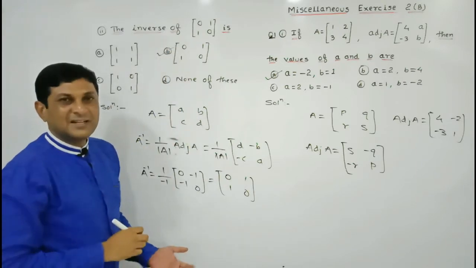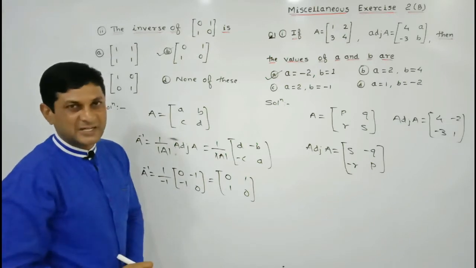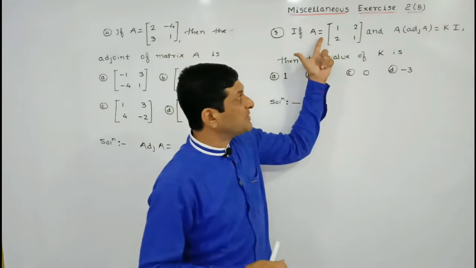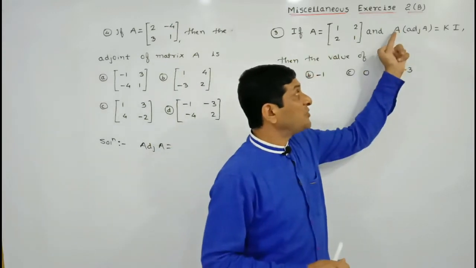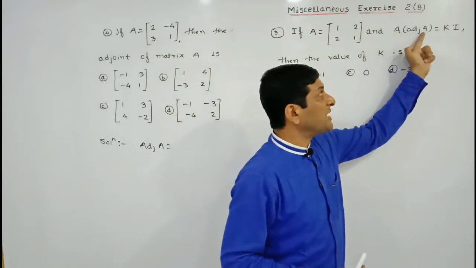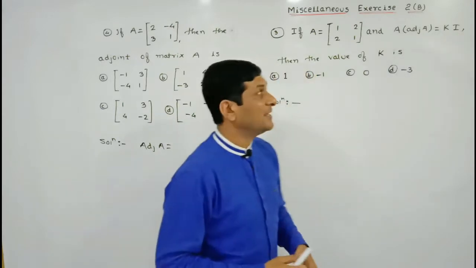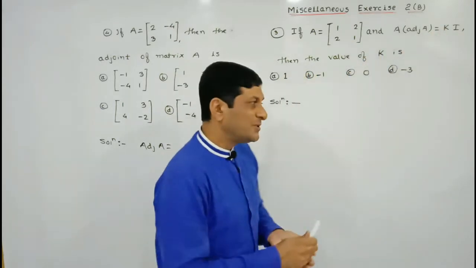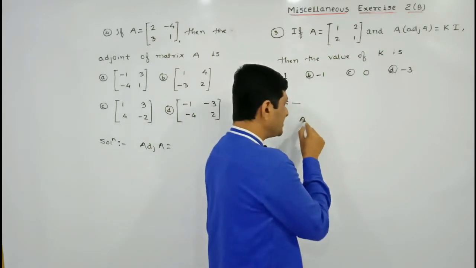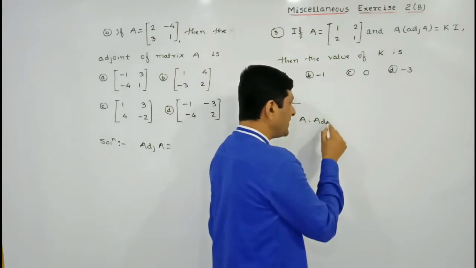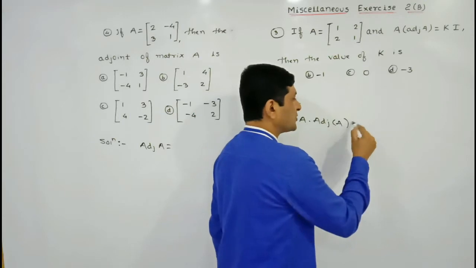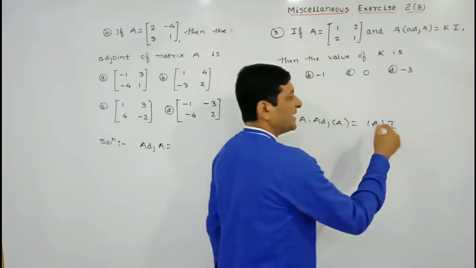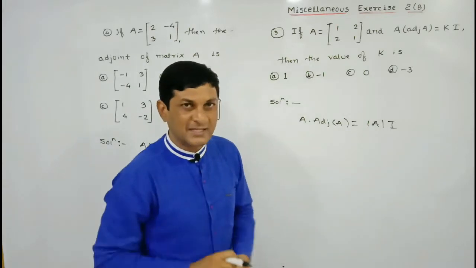Hope the shortcut methods are very clear to you. Now see the third example. In this example, one matrix is given to us and it satisfies which condition, that A into its adjoint will be equal to K into I. Using this condition, we have to find out this unknown value K. So here remember one important condition, that A into adjoint of A, in one example we have proved that its value is equal to determinant of A into I, isn't it?